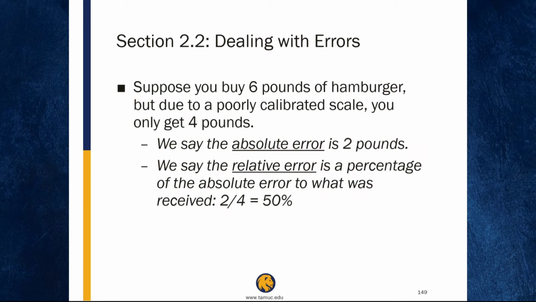So we'd like to start talking about how we measure errors. There's two ways we're going to go about doing that. Let's say, for instance, here's an example where 6 pounds of hamburger are purchased, but due to a poorly calibrated scale, you only get 4 pounds. There's two ways we can express the error here. One is the absolute error, which is the 2 pound difference between the 6 and what was received, 4 pounds, or the relative error, which is a percentage of the absolute error to what was actually received. And so that's 2 divided by 4, so 50% would be what we call the relative error.